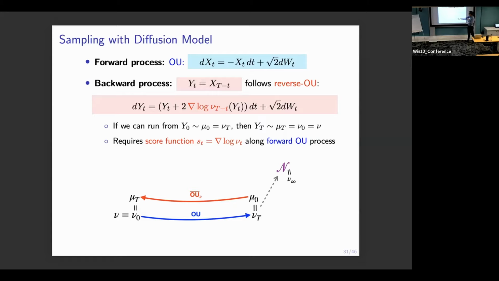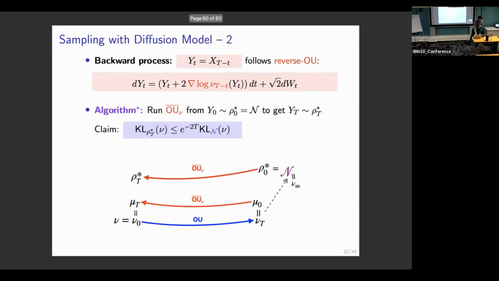So instead, the proposal is let's run this backward process from Gaussian initial. So this is the algorithm. Run the same channel, but from initial random variable y0 with this distribution, which is Gaussian. Run the same channel, assume we can do that, to get some output rho t star. And then just by simple calculation, this is still a very good output because the KL divergence to the target is going to zero exponentially fast with t, with no dependence on any problem parameter. This determines 2t here, right?